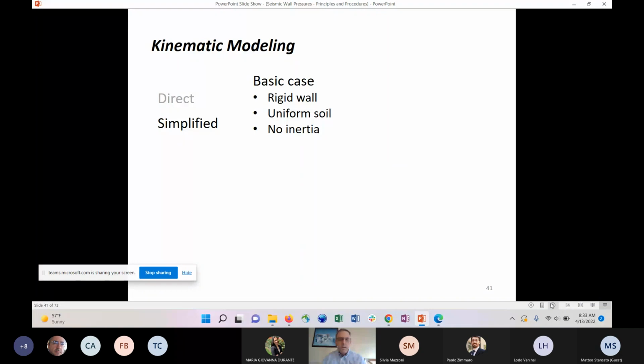And I'll divide these simplified procedures into different cases with increasing levels of sophistication to deal with different aspects of the problem. So the simplest way to conceptualize this kinematic problem is this basic case where we have a rigid wall, uniform soil, and we don't deal with any inertial forces. And the nice thing about those assumptions, which are limiting for sure, is they do lead to a closed form solution. And I'll call that paper 1.